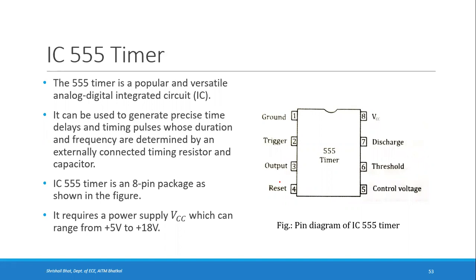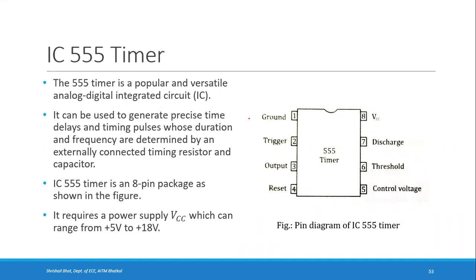Normally, some available ICs are used as oscillators, or some timer circuits might be used in some applications. Like there is a thing called the 555 timer. It is a popular and versatile analog digital integrated circuit. It is used to generate precise time delays and timing pulses, whose duration and frequency are determined by the externally connected resistor and capacitor. You are going to connect and make a circuit. These 555 timers are used in different circuits to obtain certain kinds of oscillations.